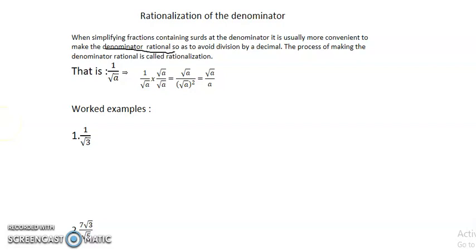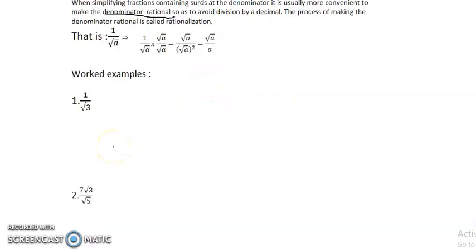Now let's see a fraction here. That is 1 over root of a. With this fraction, we want to rationalize it so that we make the denominator rational. Then we multiply it by root of a over root of a. Then we get root of a all over root of a squared. Then this square cancels the root sign and we get root a over a. So then let's try a few worked examples.